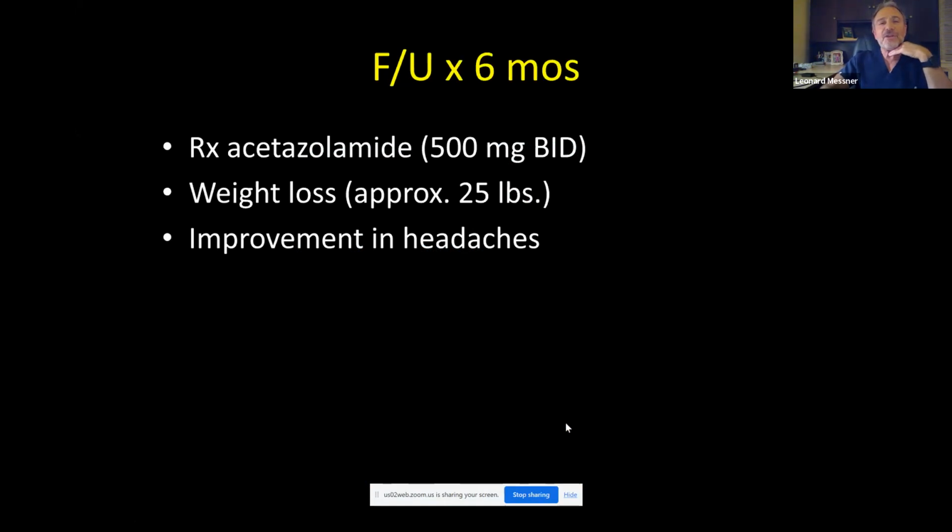So I put this woman on acetazolamide, 500 milligrams twice a day. And she was very good at losing weight over a period of about 6 months. She lost about 25 pounds, with significant improvement in her headaches, as well as her synchronous pulsatile tinnitus.